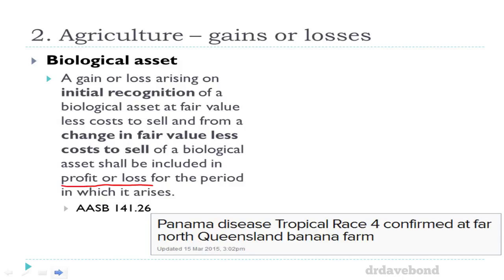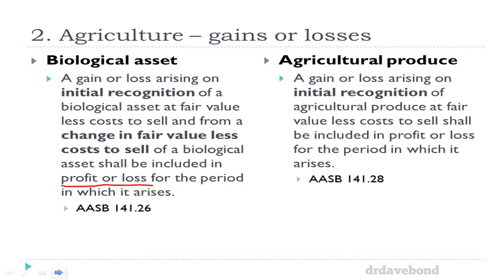But right at the moment, this is from 2 weeks ago, there is potentially a problem with the Australian banana industry because there's been confirmation that there is a tropical disease, tropical race 4, Panama disease, confirmed up in North Queensland, and the banana industry is worth about $600 million a year in the country. Now, if that affects the value of these plantations, that is going to be taken as loss through their profit and loss statements.